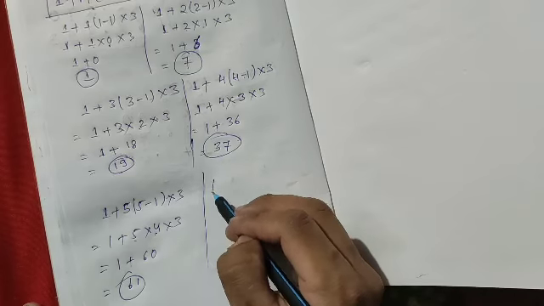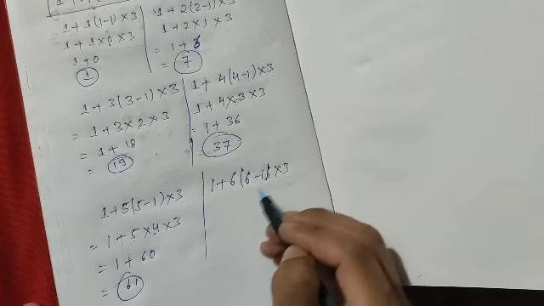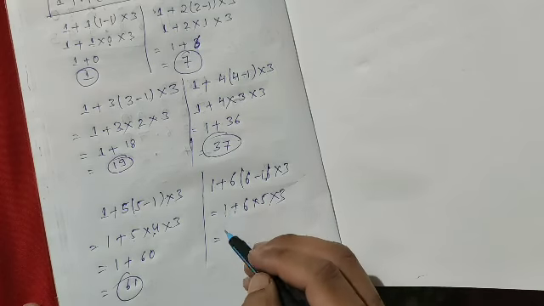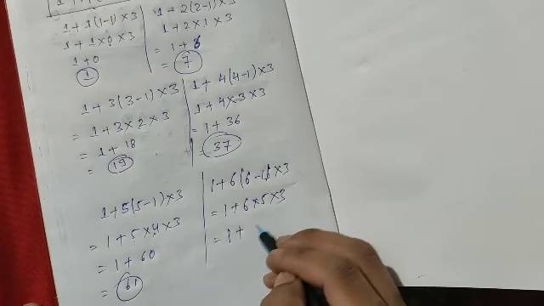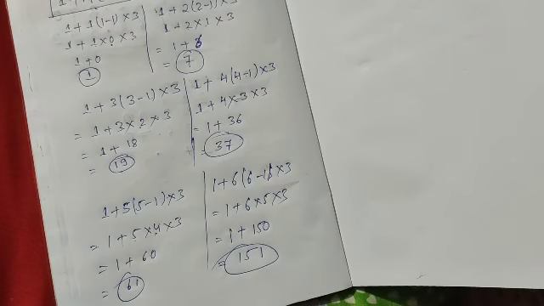So next you will put n equals to 6. So 6 minus 1 into 3. So it will be 1 plus 6 into 5 into 3. So it will be 1 plus 6 times 5 is 30, 30 times 3 is 150. So it will be 151. So in this way you will do.